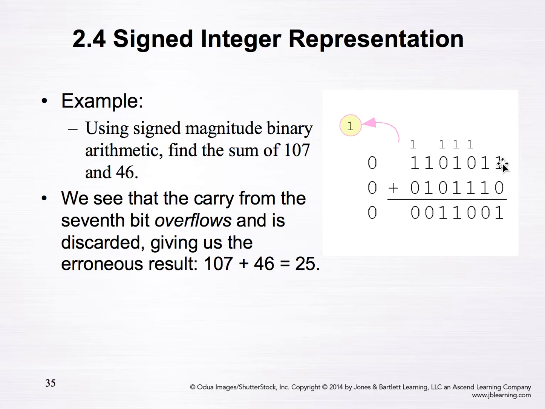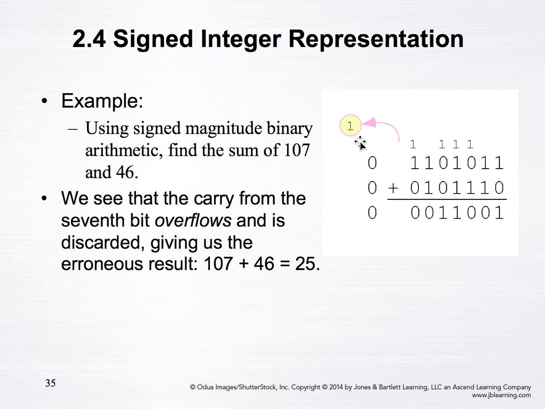So we have 1 plus 0 equal to 1, 1 plus 1 equal to 10. So we write out 0 and carry 1. So 1 plus 0 plus 1 equal to 10. We write out 0 and carry 1. So 1 plus 1 plus 1 equal to 11. We write out 1 and carry 1. And 1 plus 0 equal to 1. 1 plus 1 equal to 10. We write out 0 and carry 1. So 1 plus 1 plus 0 equal to 10. We write down 0 and carry 1.